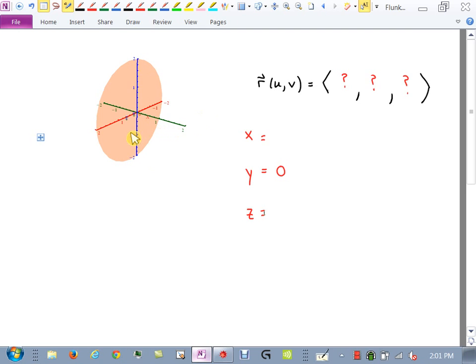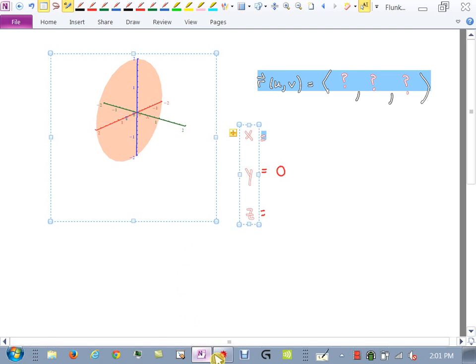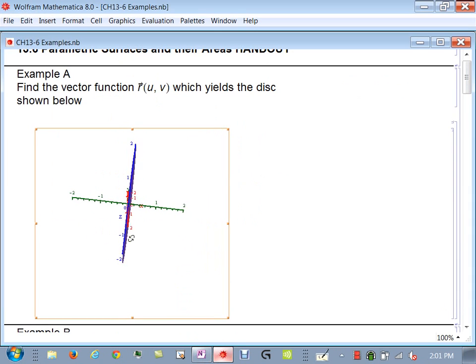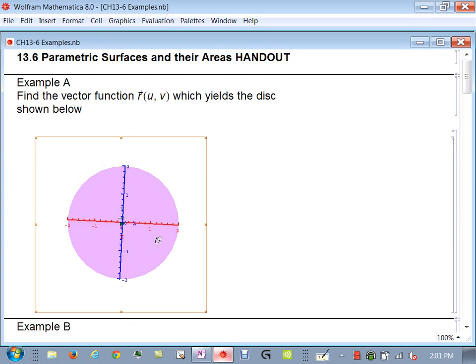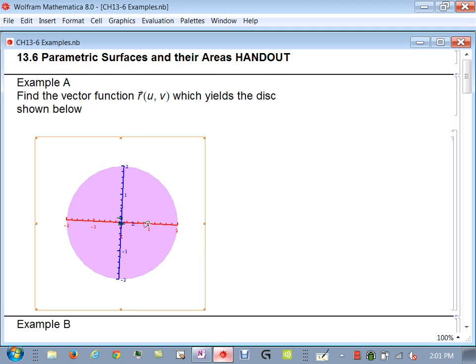If we look at it from the side, though, I'm going to flip it this way. The reason I did it that way is because my positive x is this way, my positive z is this way. Then this looks like a circle, doesn't it? It almost looks like a polar region, doesn't it?